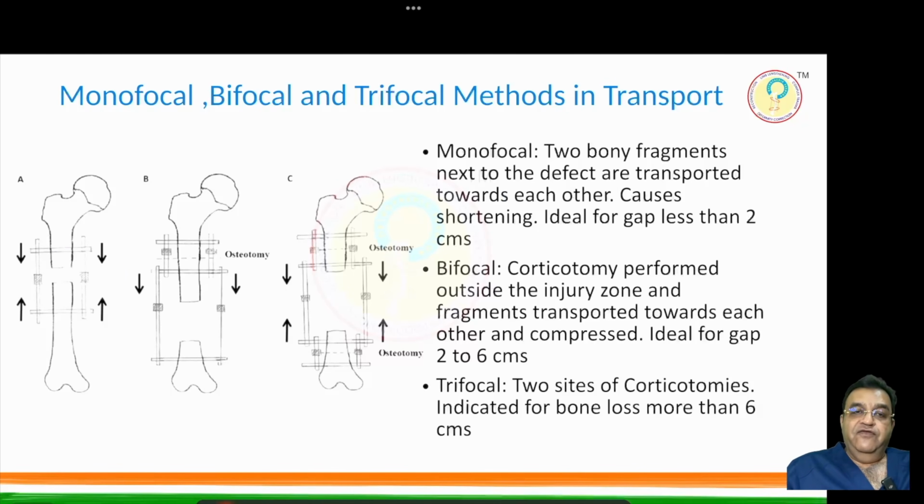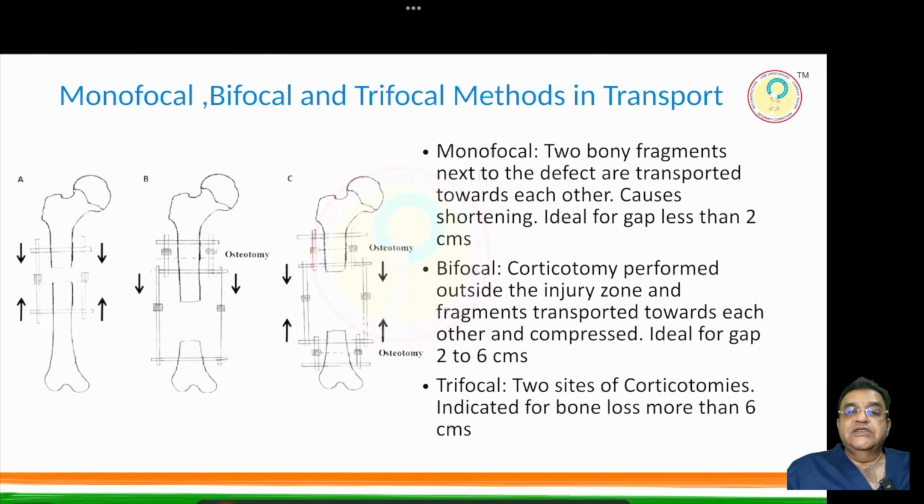Now coming to bifocal. Corticotomy is performed outside the injury zone, and fragments are transported towards each other and compressed. Ideal gap is 2 to 6 centimeters. So this is the injury zone, this is the gap. So we have to compress this area, and corticotomy is done at another site at a proximal level. So this is bifocal. So you should not confuse these terms, as they are frequently used.